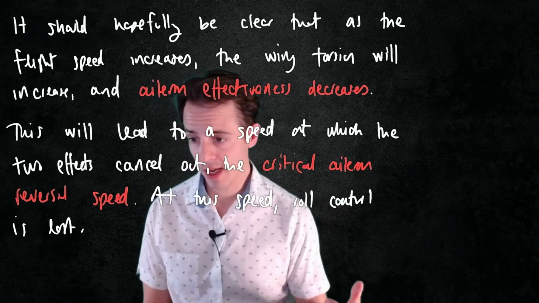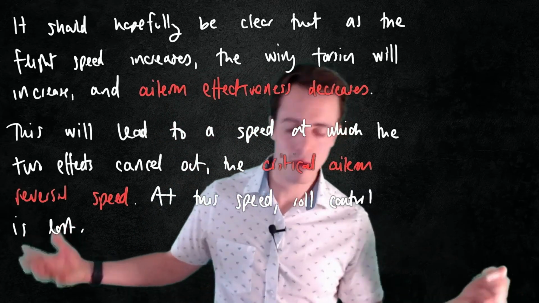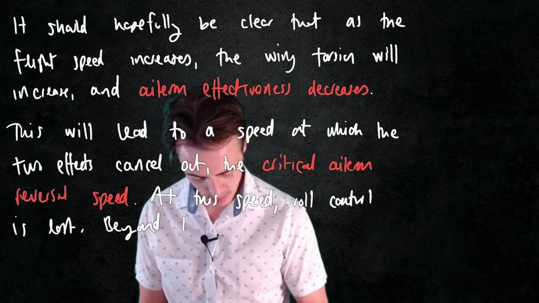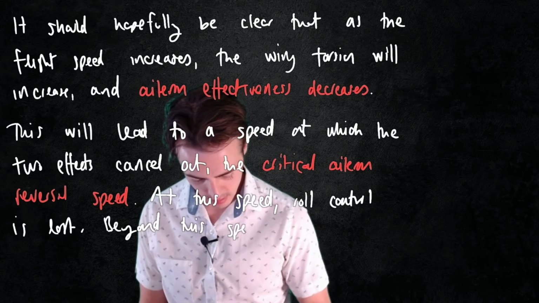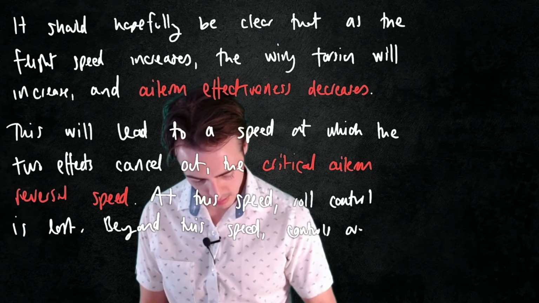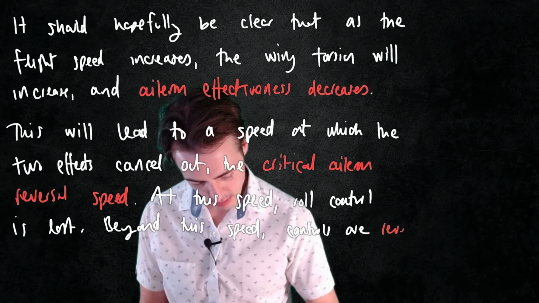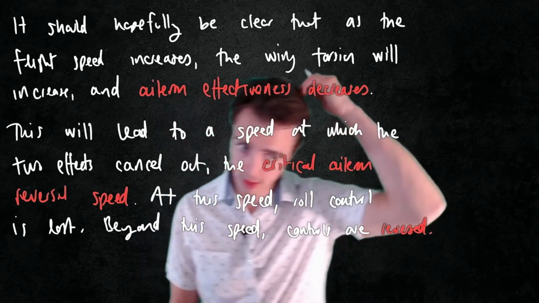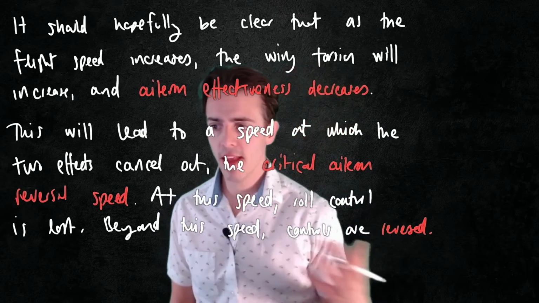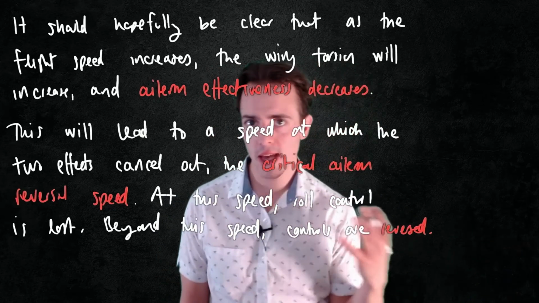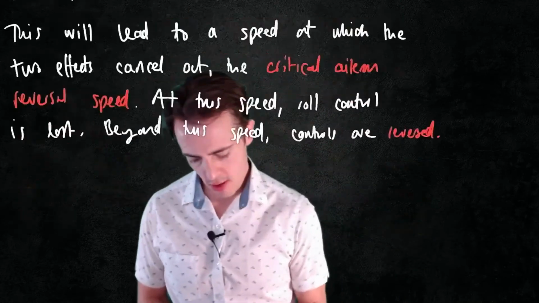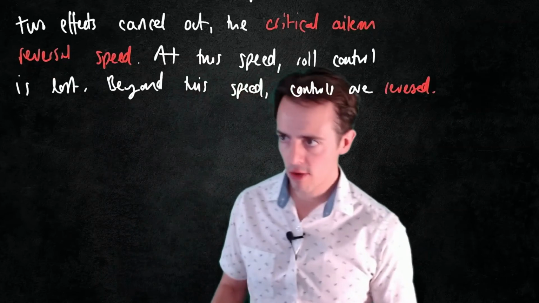And then beyond that speed, the controls are reversed. Okay, and that's why we call it control reversal. So how do we get around this? Well, it's not really a dangerous phenomena on an aircraft, but it can cause the loss of control on the aircraft. Okay, so let's talk about how we actually get around this on aircraft.